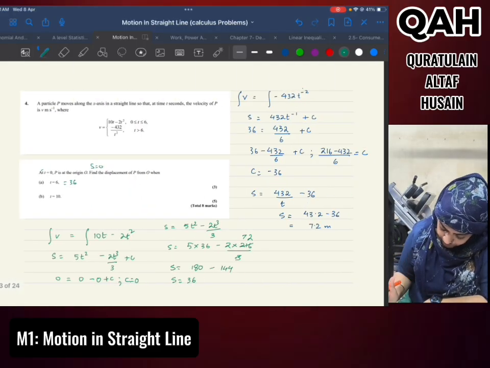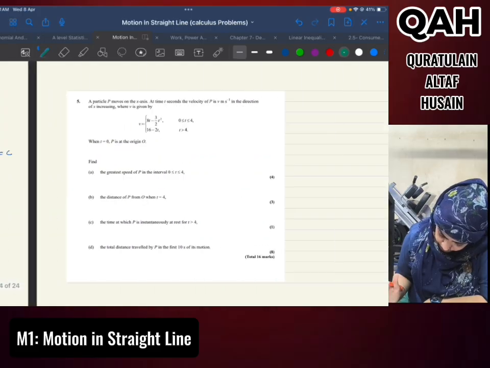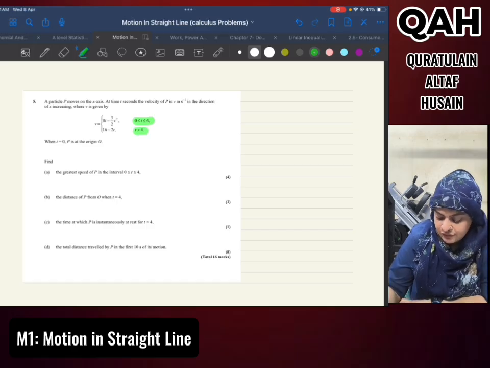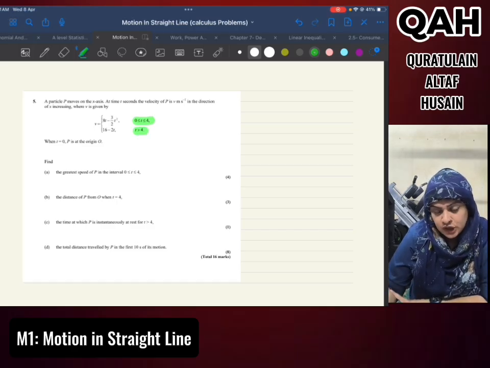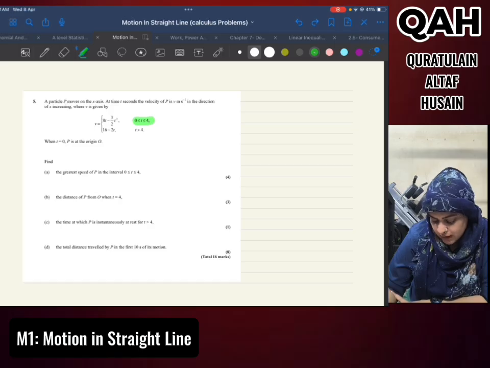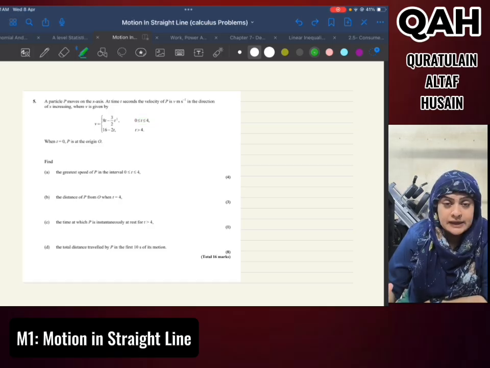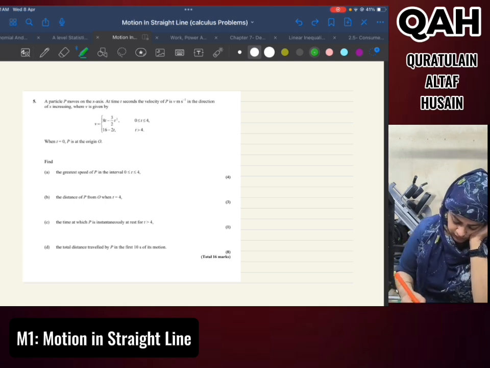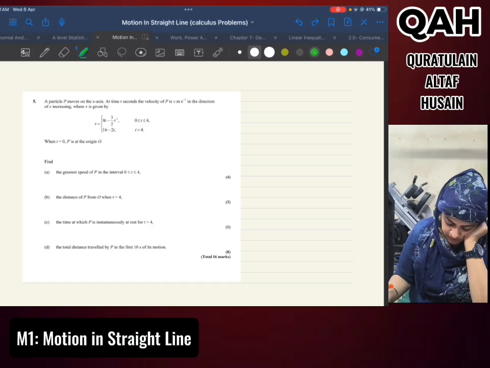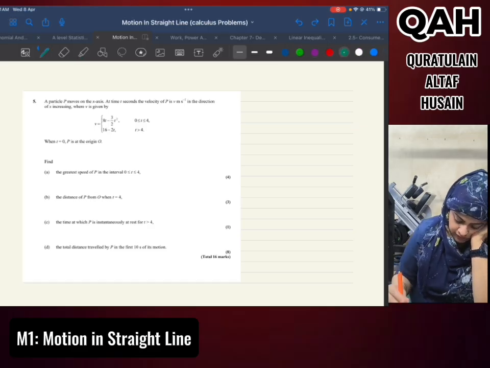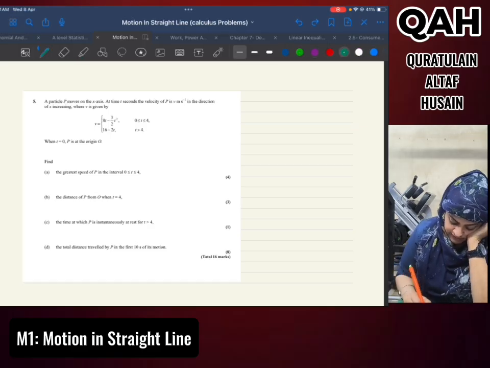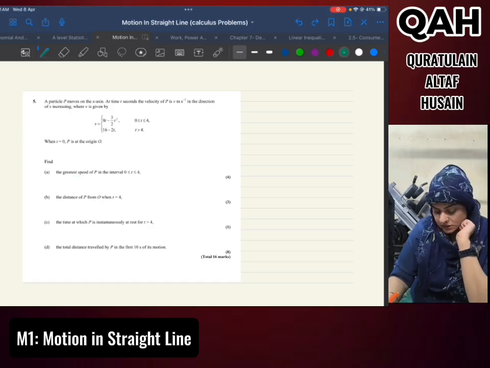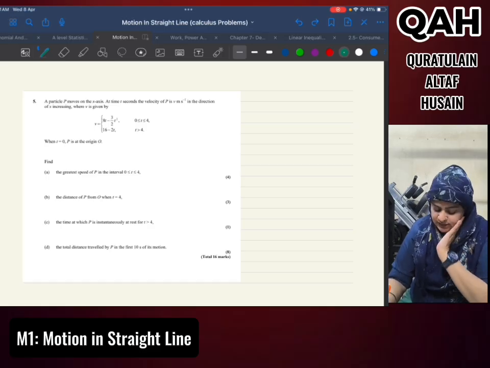So let's have a look at another question. This is the question, again a piecewise question, and we have two equations of velocity. One is from 0 to 4 and the other one is for t greater than 4, meaning 5 onwards. So let's have a look at this. Find the greatest speed of P in the interval 0 to 4. So I said greatest speed. Greatest speed means acceleration is equal to 0.